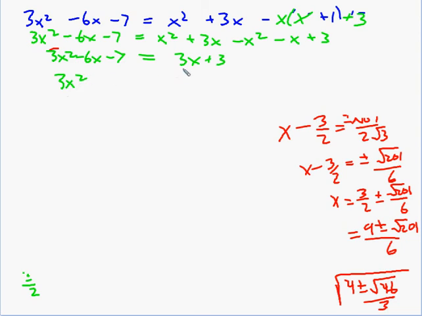X squared, subtract that. Oh, that should be a 2. There's my error. 2. I'm a sloppy face. So that should be minus 8x. That will change things significantly.